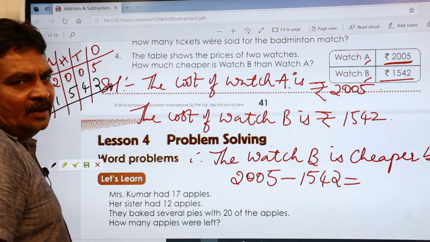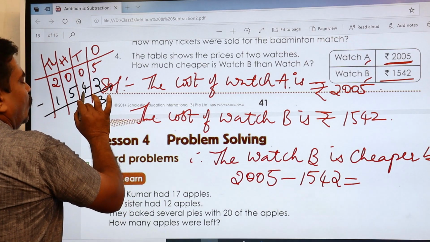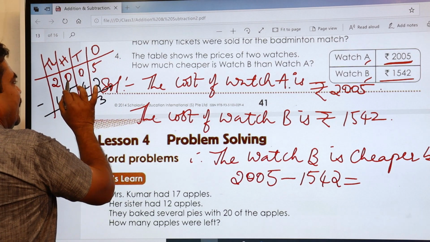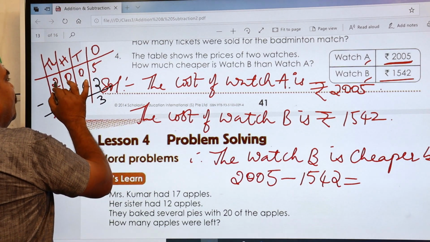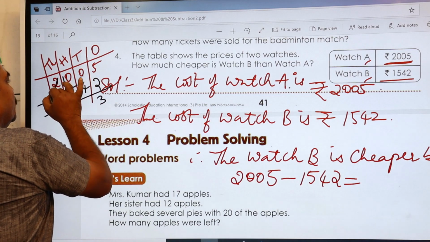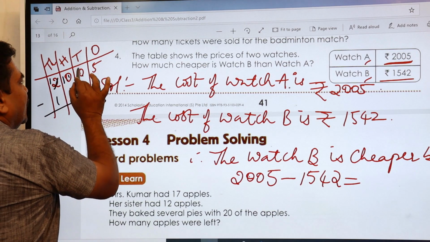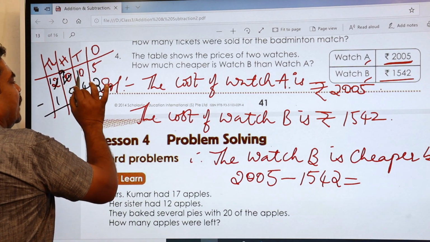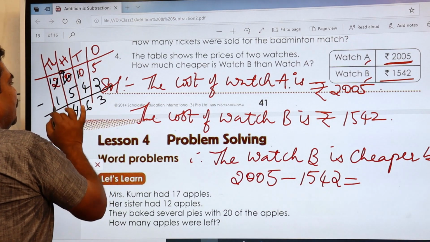So 5 minus 2 is 3. Here 0, here 4, so you have to carry 1 from the other side. But here also you have 0, so you have to bring 1 from here. This 2 becomes 1, this becomes 10. From 10 you carry 1 more, then it becomes 9, and this is now 10. 10 minus 4 is 6. 9 minus 5 is 4. 1 minus 1 is 0.